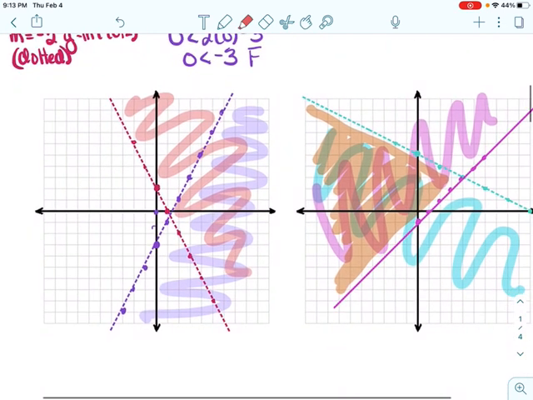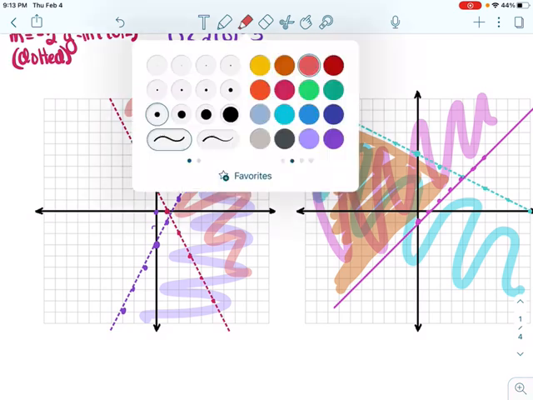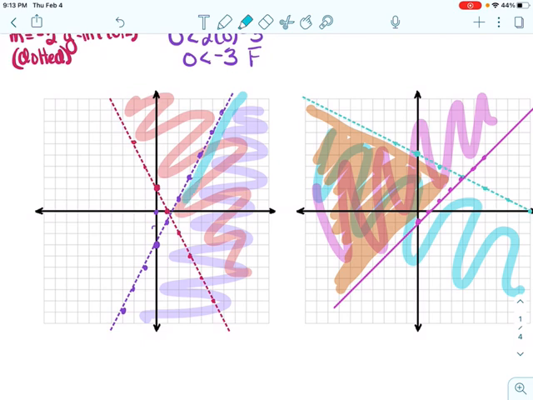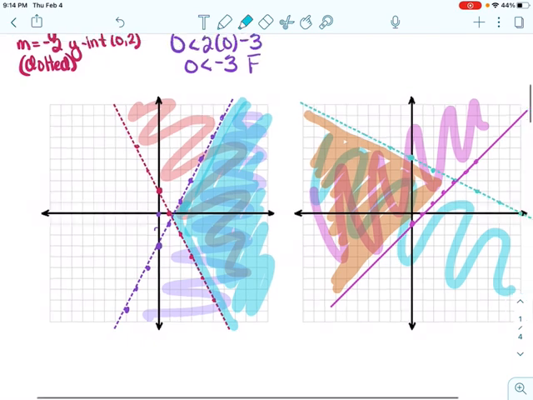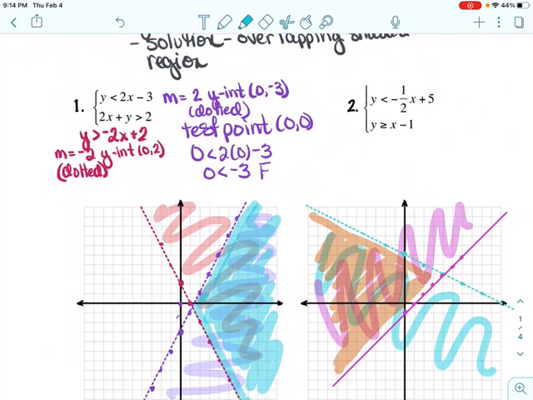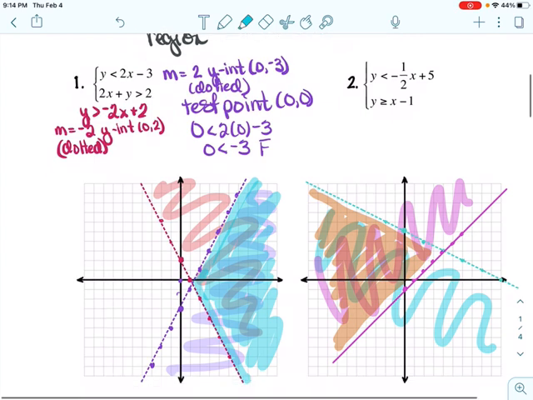And then if you notice, they have an overlapping shaded region. So this is what I'm going to highlight. I'm going to pick a third color. Let's pick this blue, because your solution is the graph. So we want to really emphasize this is what the solution is. Now keep in mind, what does that mean? That means I can pick any ordered pair in that blue section, and it's going to make both of these inequalities true. So the overlapping shaded region is the solution to the system. We want to really emphasize that when we're doing this.